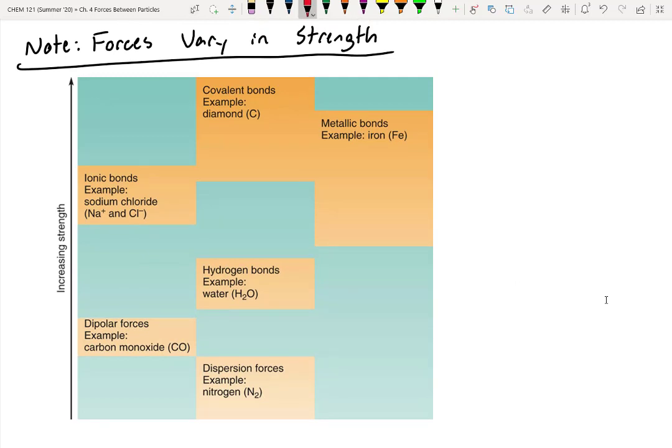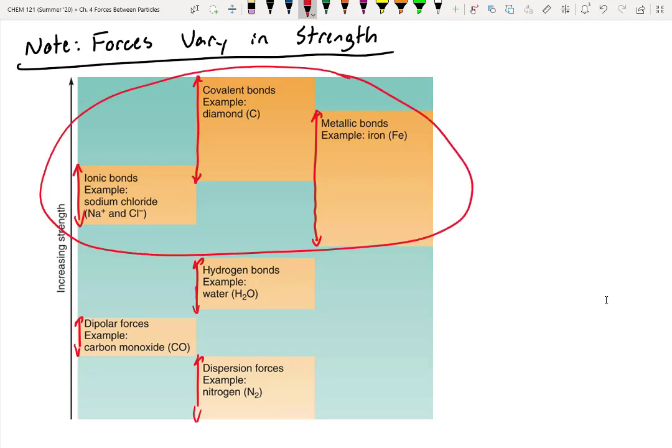So what I mean by that is we can see the increasing strength on the top in this chart. So typically covalent bonds in a network solid like diamond have a huge amount of strength. However, there's a range, right? So it's saying it could fall anywhere in this range. Same thing with metallic bonds. So there may be some metallic bonds that are stronger than some network solids. Same thing with ionic bonds. There's going to be a range. Same thing with hydrogen bonds. Same thing with dipolar forces. And then same thing with dispersion forces. So these aren't absolute. In particular, in this top section, there's a lot of overlap.